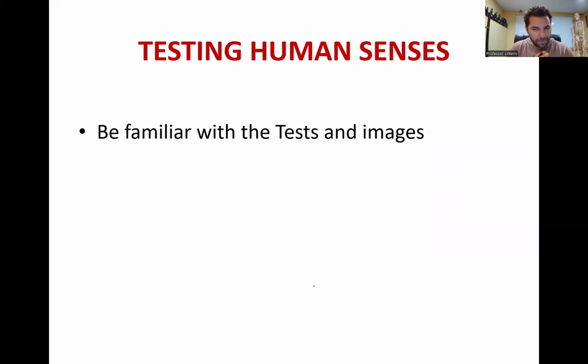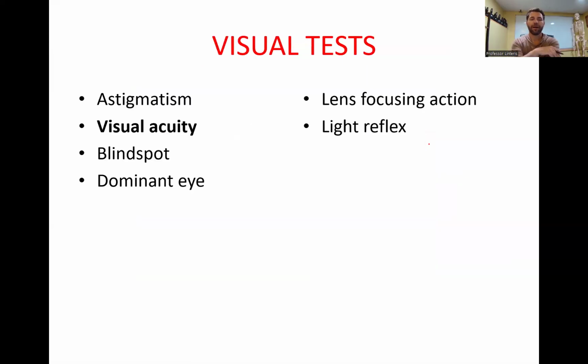There's a couple tests I want to discuss, and then there's a little chart that you're going to fill in afterwards. I do want you to be familiar with the images, right? So I picked some specific tests. Some of them have pictures, right? The astigmatism, the visual acuity, the blind spot, I will show you what the test looks like. I'll draw it for you in 2 seconds.